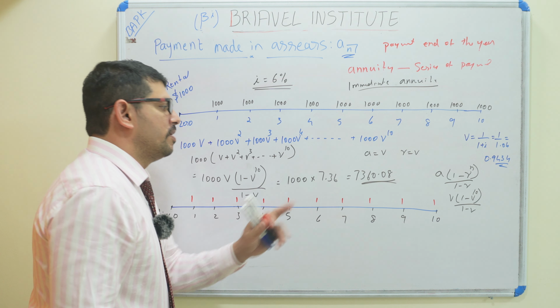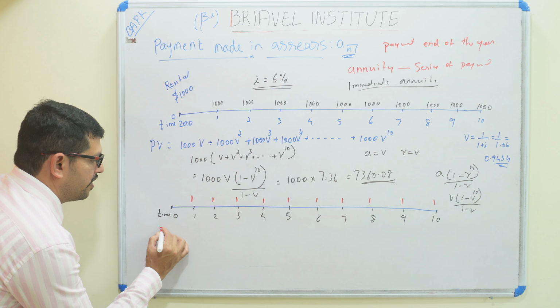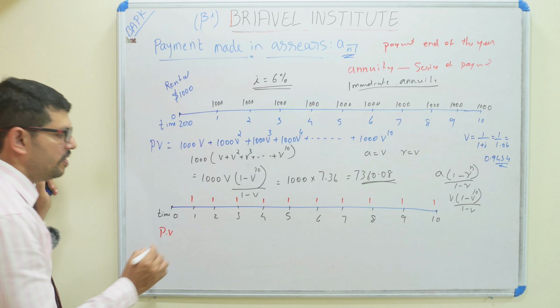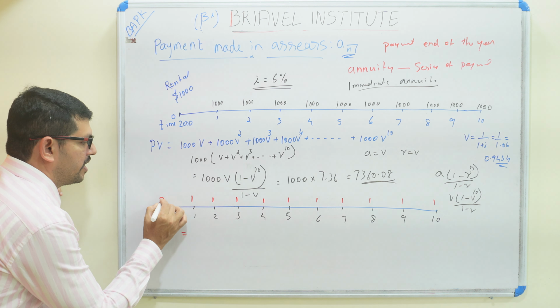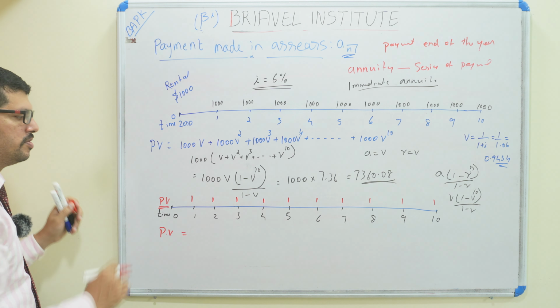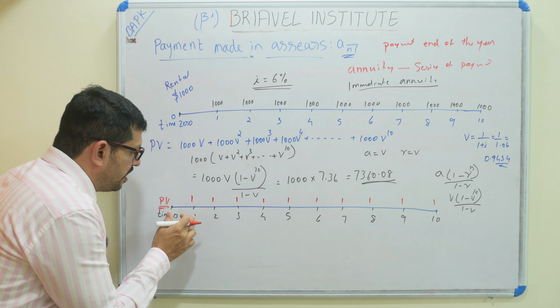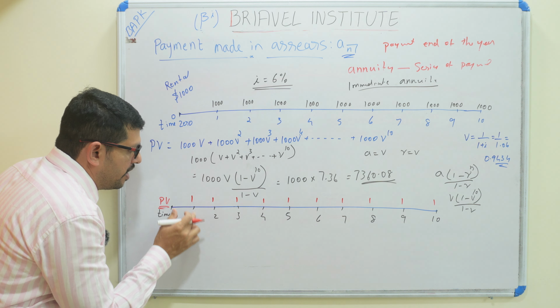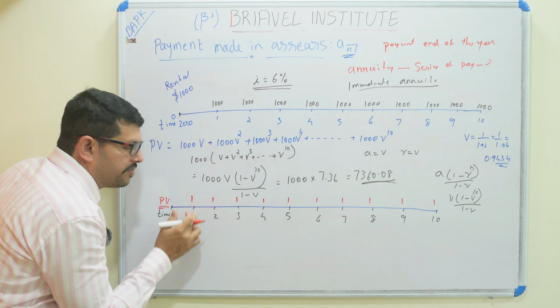Now I want to find out the present value. So how to find the present value? The present value here is the present value at time 0. My payment is received after 1 year, at the end of the first year. So what I can call is a payment made in arrears. That I can call a payment made in arrears.